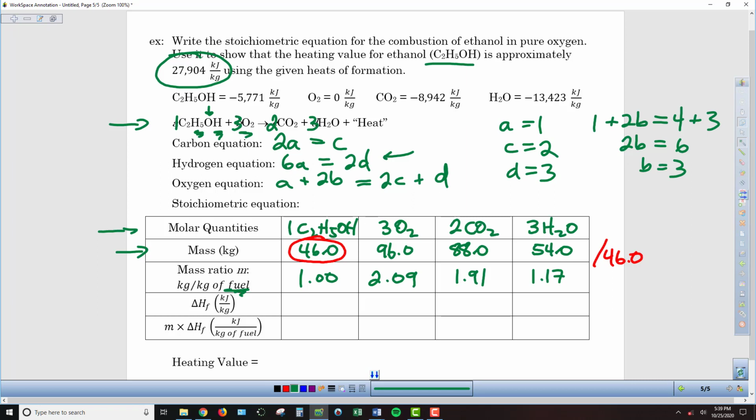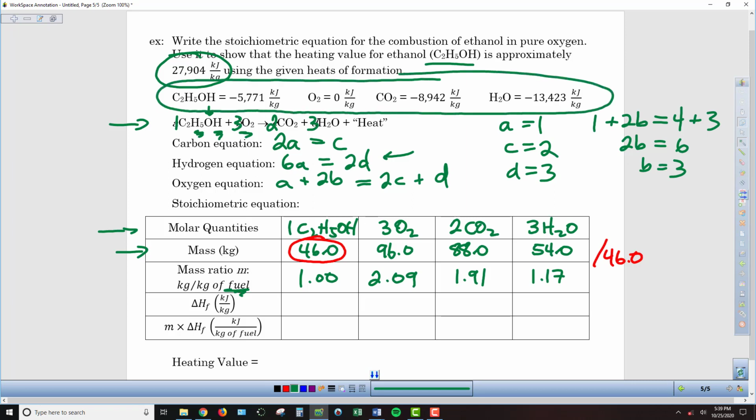Now we need our heats of formation for all of these compounds. And so we can just pull these from a table of values. I've got them provided for us up here. So for the ethanol, it's negative 5771 kilojoules per kilogram of the fuel. For the oxygen, again, it's 0. For the carbon dioxide, it's negative 8942 kilojoules per kilogram of carbon dioxide. And then finally for the water, we saw this in the last one, negative 13,423 kilojoules per kilogram of water.